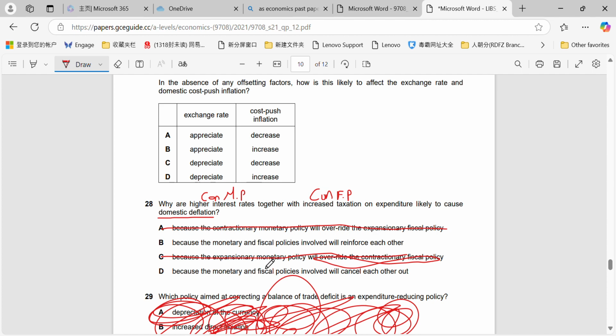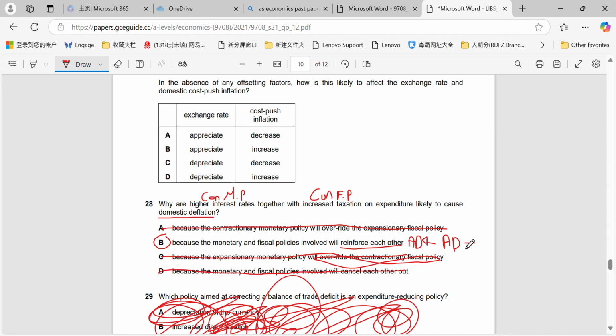So, because the monetary and fiscal policies involved will cancel each other out, that is not true. Just because we increase the interest rates, that doesn't mean that the drop in consumption and investment from increasing interest rates will necessarily tally up with the drop in consumption and investment from increasing the rates of taxation. What it does mean, however, is that they will reinforce each other. And what they're trying to say by that is that AD will move left from the higher interest rates, and then AD will move further left from the higher direct taxation, which may cause deflation.